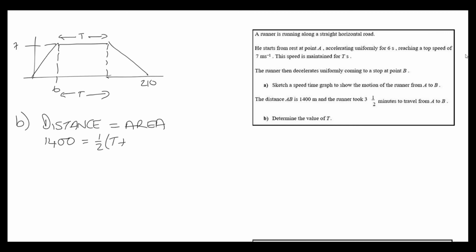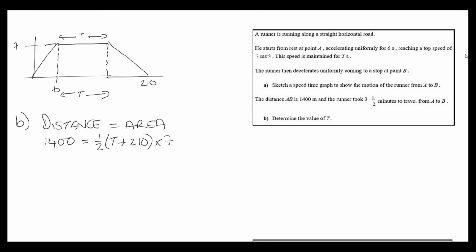So I've got half times the sum of the parallel sides. The top parallel side is t, and the bottom parallel side is 210. So half the sum of the parallel sides multiplied by the perpendicular distance between those parallel sides. So multiplied by 7.